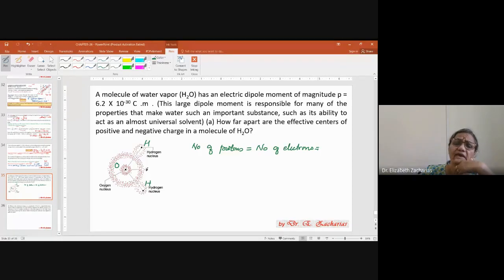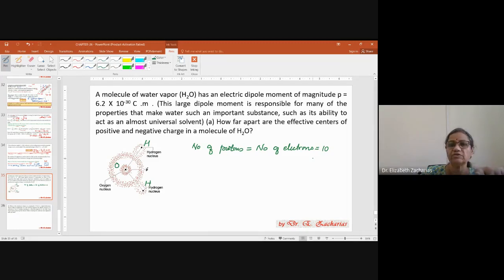Chemistry, 8. It will contribute 8 electrons and protons. Hydrogen will contribute 1 each. Therefore, the total number of electrons will be equal to 10. Number of protons also will be equal to 10. This is not actually an accurate model.